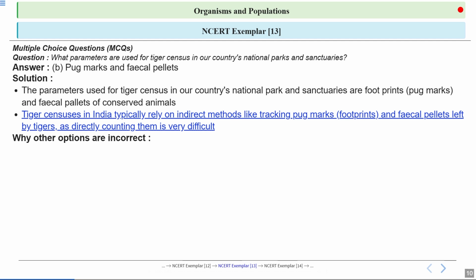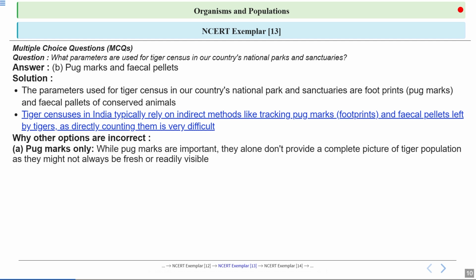Now let's talk about why the other options are incorrect. The first one is pug marks only. If we only use pug marks, we might miss tigers that haven't left fresh footprints or whose tracks have been washed away. Relying on just one sign can give us an incomplete or inaccurate count. So that's why this is not the correct answer.